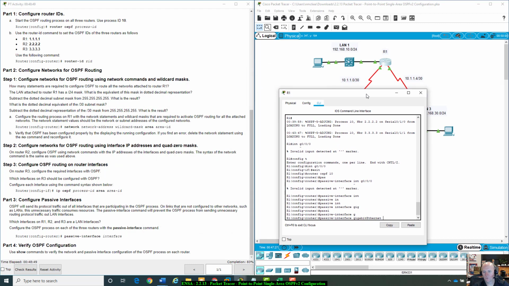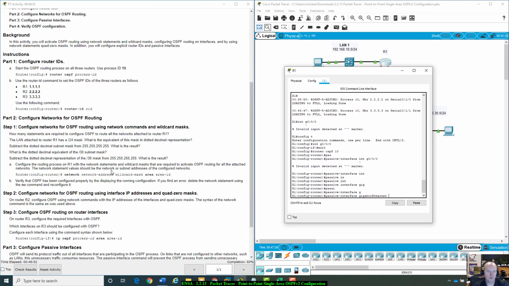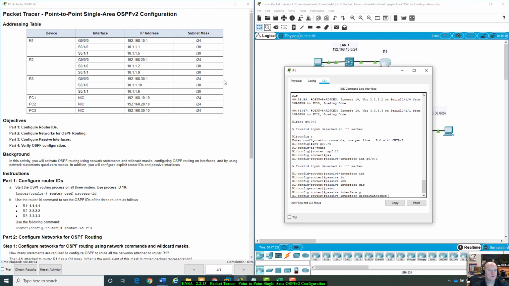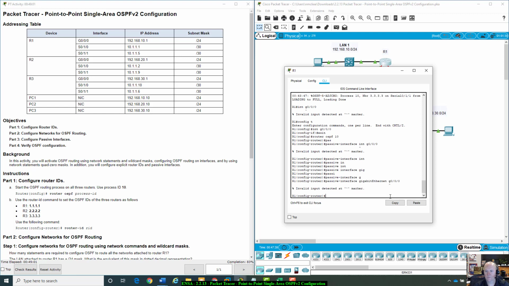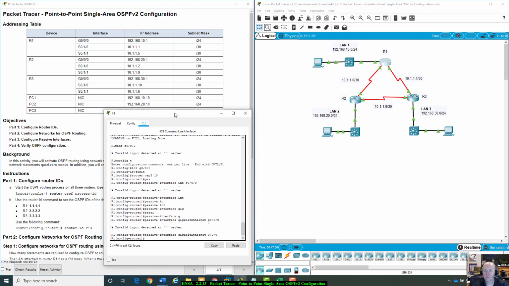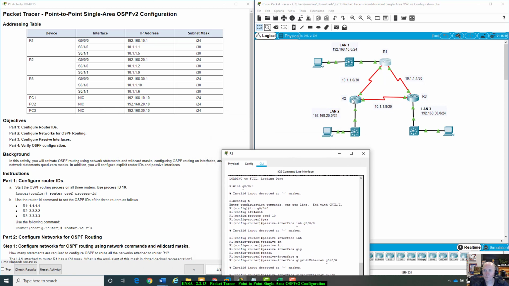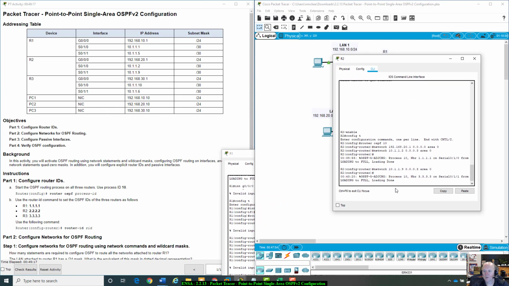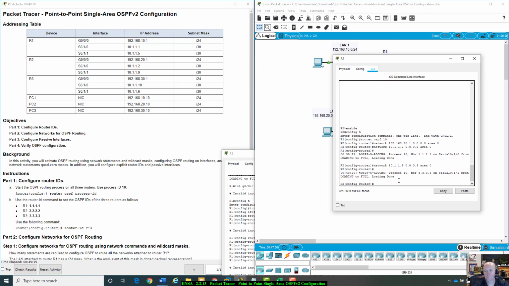I don't know what the heck I was doing. Gigabit interface 000. Oh, duh. All right, I like that. It's been a while since I entered that. So the next one, let's go here. Config router. All right, so that one's already up to that.